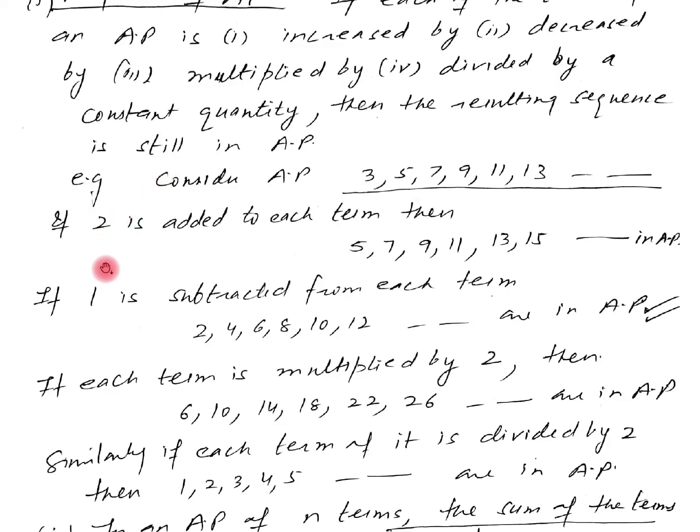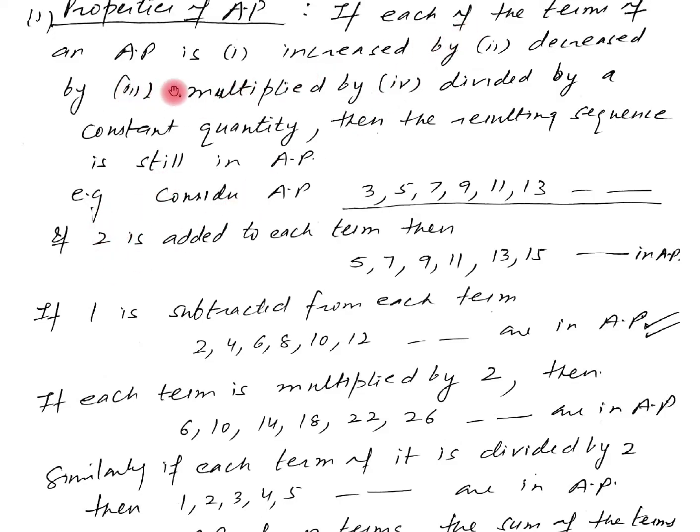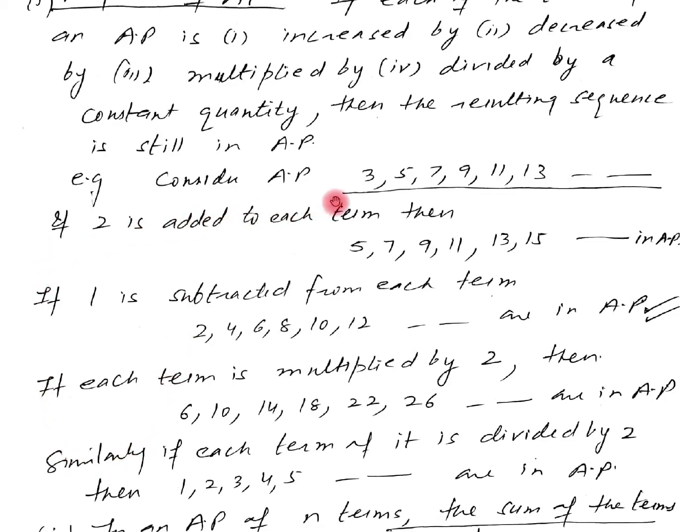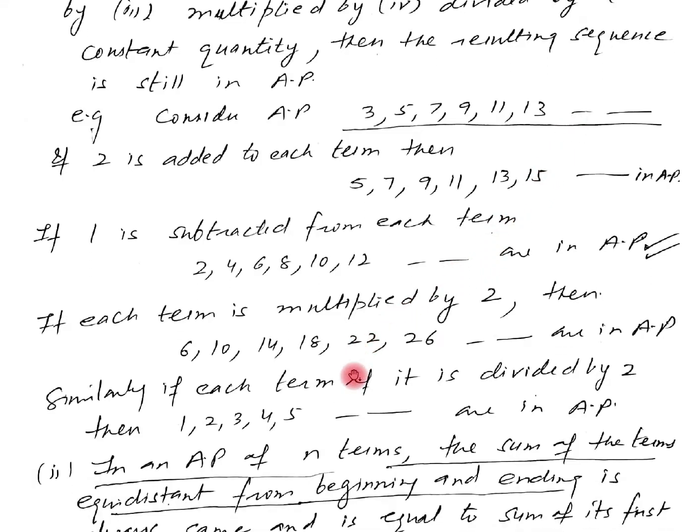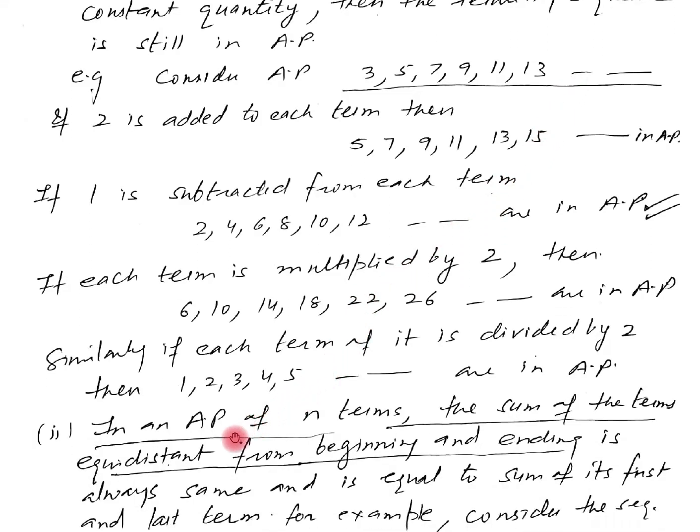If each term of the given AP is increased, meaning added, decreased, meaning subtracted, multiplied or divided by a constant quantity, then the resulting sequence is still in AP. We can add or subtract or multiply or divide any constant term to all the terms of the given sequence. Now here let us see the next result.